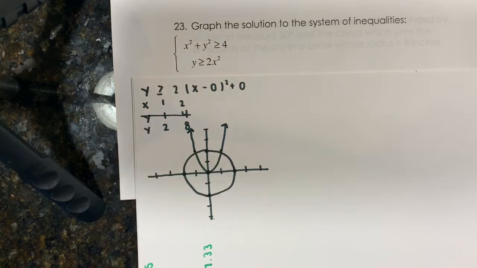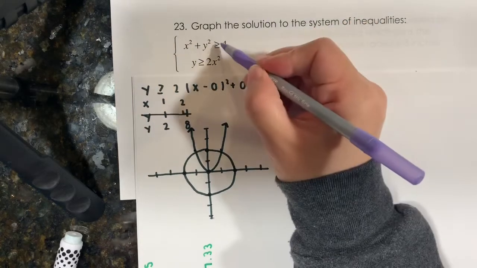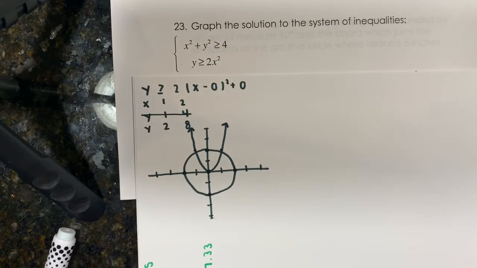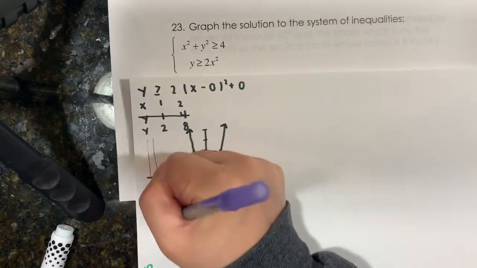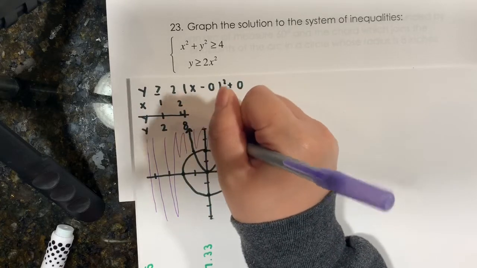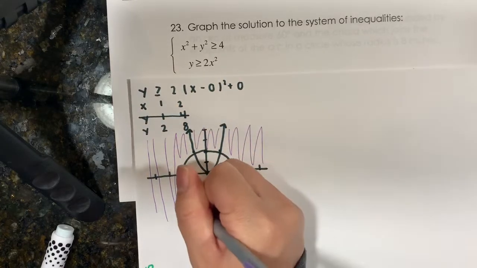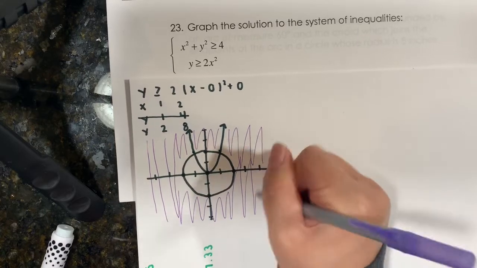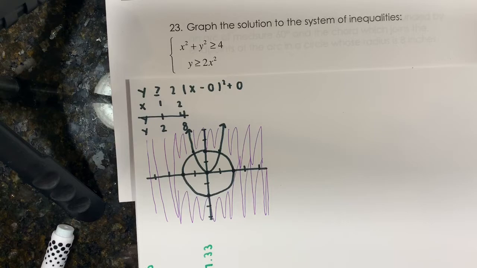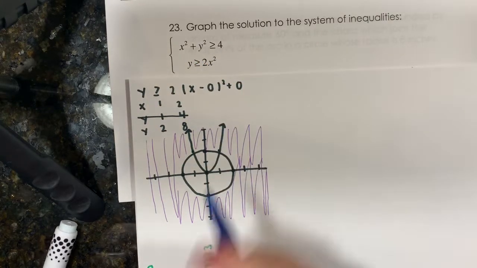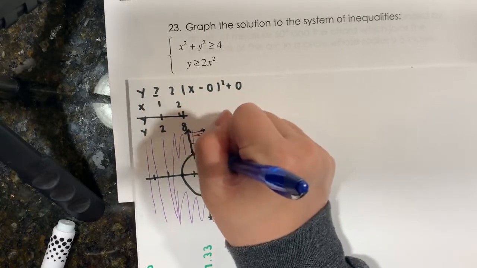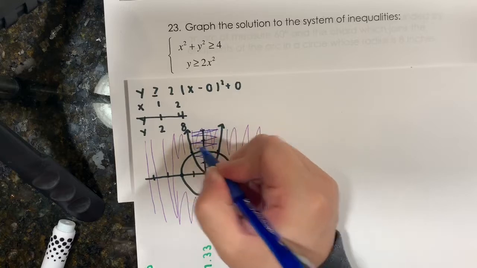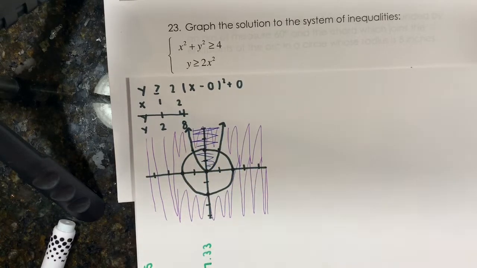So now comes the shading portion. We're going to start by shading. So this one is x squared plus y squared is greater than the radius, which means that would be everything outside the radius. That means that we would shade everything outside of the circle. So it should look like that. Then it says y is greater than the parabola. So all the y values greater than the parabola would be everything inside. So your answer would just be this shaded portion that's covered by both. So inside the parabola, but outside the circle.